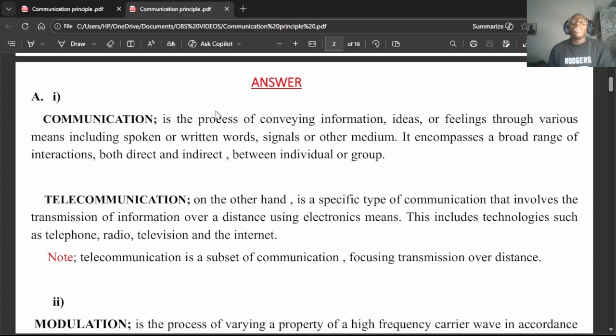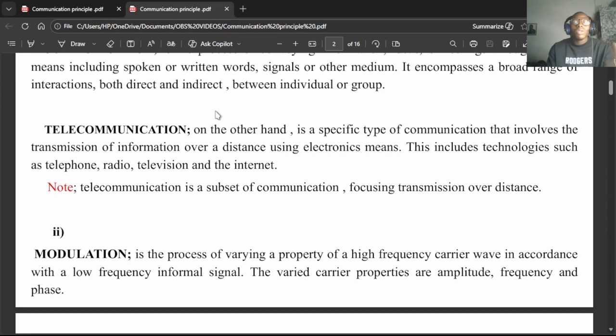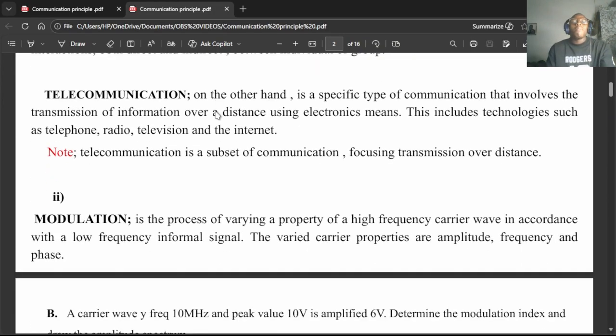But in a case where your lecturer has not given you what communication is or what telecommunication is, you can grab the definition from the channel. Here I actually listed the difference between telecommunication and communication. On the other part of the question, I briefly defined what modulation is all about. So you can do well to pause the video and go through the different theoretical aspects of the course, which is what we have here.